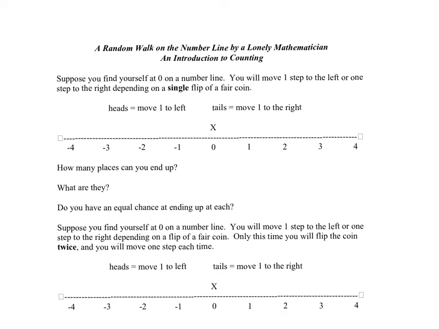If we flip the coin a single time, and we establish heads is a move to the left and tails is a move to the right, you can see that there's only two options. We could flip a head, move one place to the left, or flip a tail, move one place to the right, giving us two places that we could possibly land, and those places are -1 and 1.